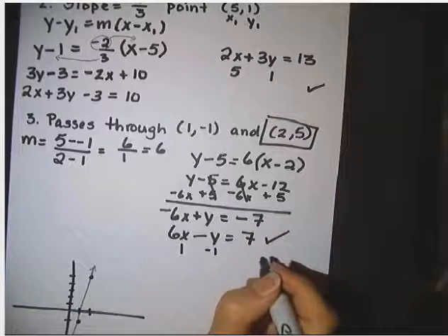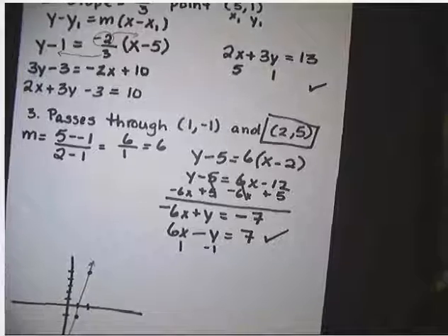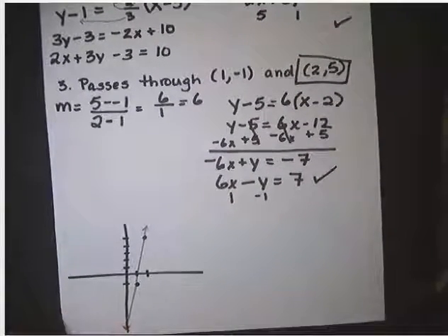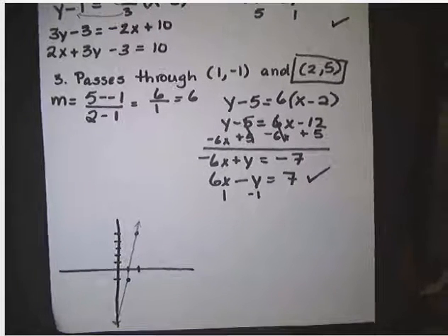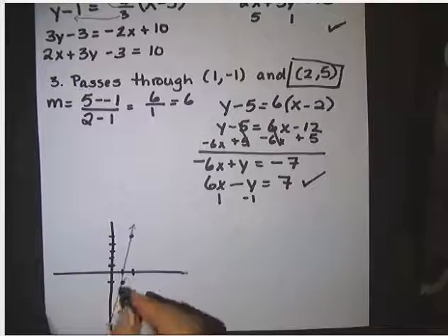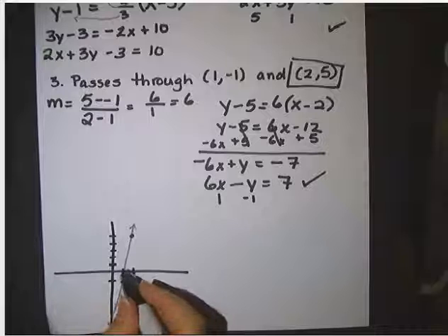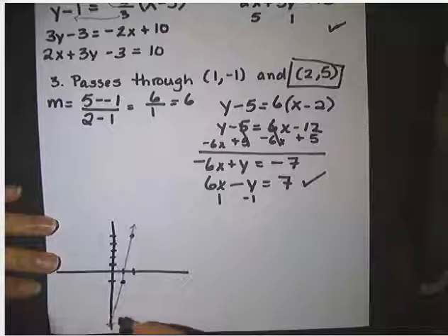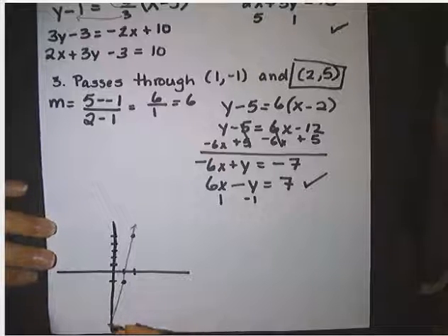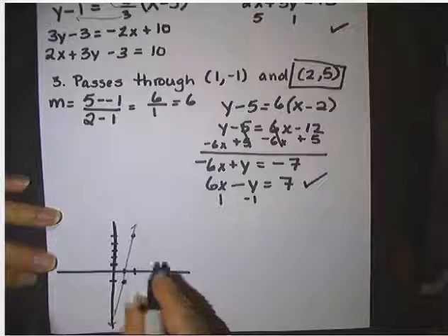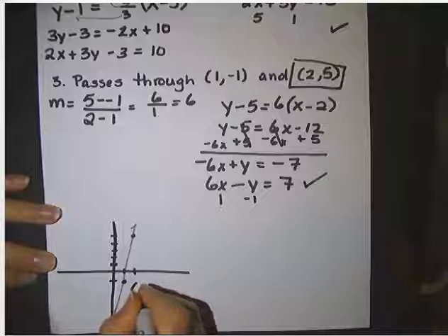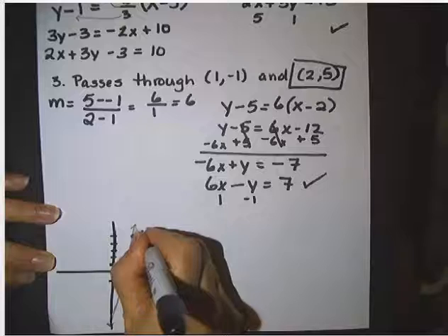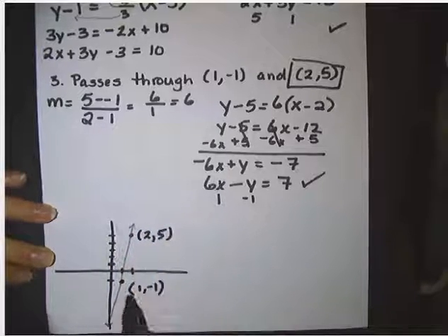Now, know that if you have a graph that has 2 points on it, you can do this same method. So if you see a graph, and notice this is different from the graph on the previous page because we don't know the y-intercept. I might be able to guess what it is, but I can't tell for sure. Here I know this crosses through the point 1, negative 1 and through the point 2, 5. So I'm going to do the same thing. I'm going to use that point 2, 5.